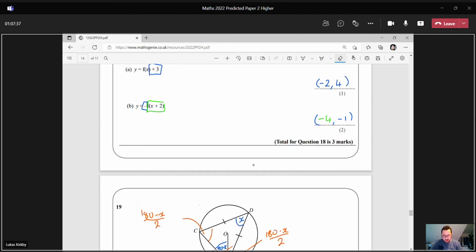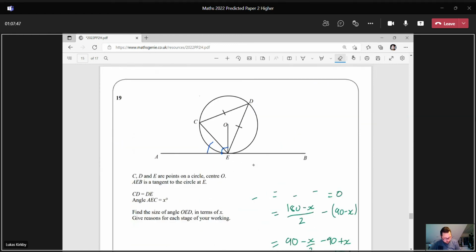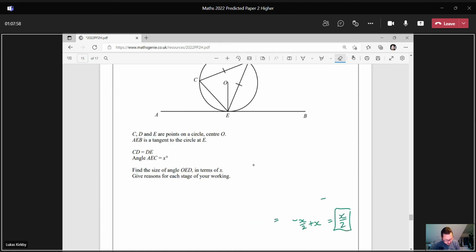Alright then, and then, oh, spoilers, I was having a go at this before. So let me just rub them out. So you already had a bit of a sneak preview of this one, but yeah, this is a pretty interesting one. There's a couple of circle theorems to think about here, so we'll have a look at these. But yeah, we'll end up with x over 2.